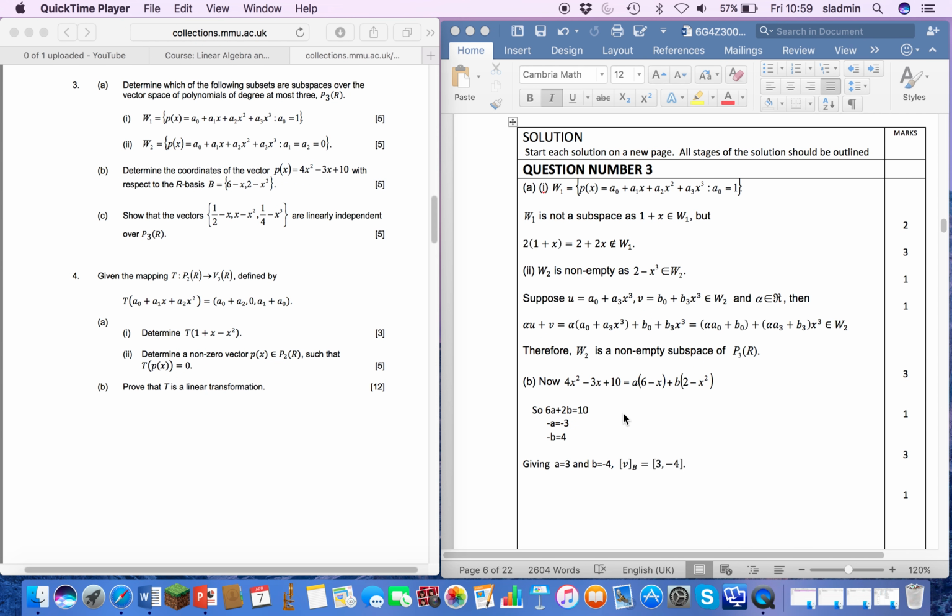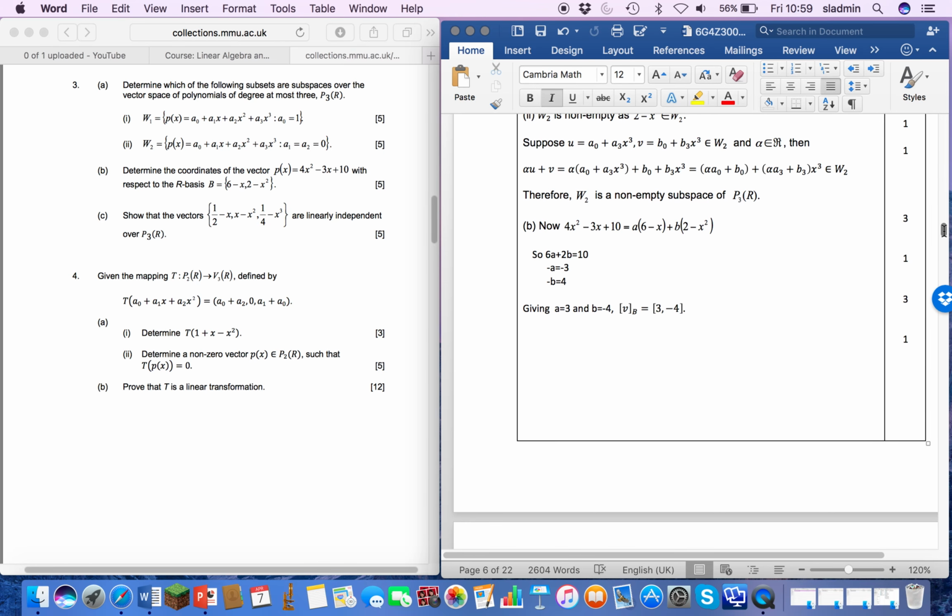If we look at the coefficients of x, then we have that minus 3 is equal to, and we just have a minus ax on the right hand side. So minus a equals minus 3. And finally, if we look at the coefficients of x squared, then we get a minus b should equal 4. Solving these equations, you can see that a is 3 and b is minus 4. So therefore, the coordinates of the vector v with respect to the basis b is equal to [3, -4]. And notice here, we use square brackets to denote coordinates, and this is not a vector. It is the coordinates of v with respect to the basis b.